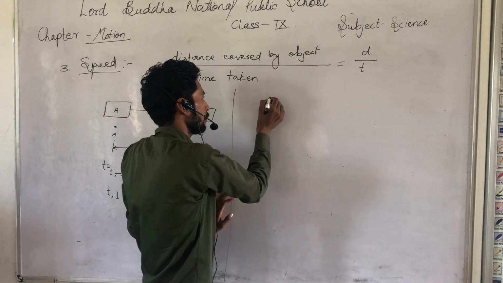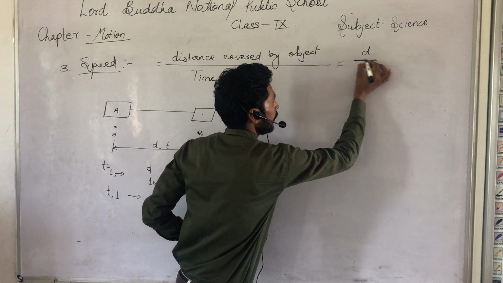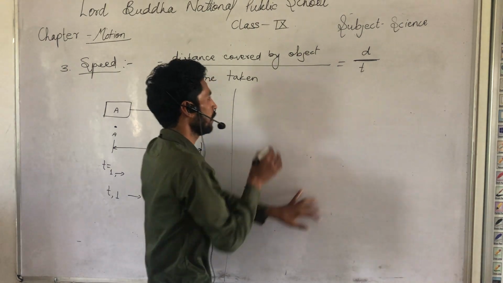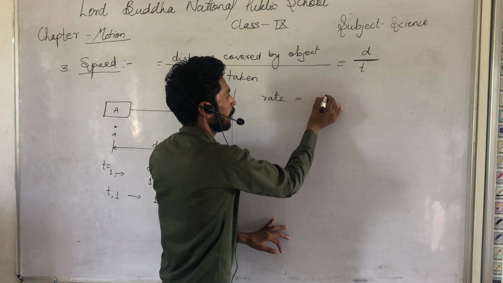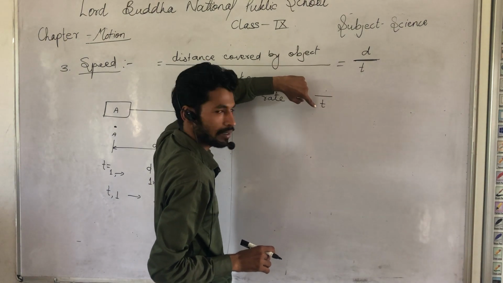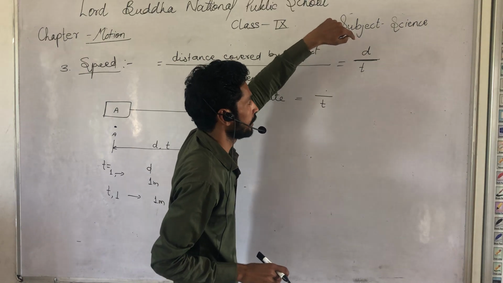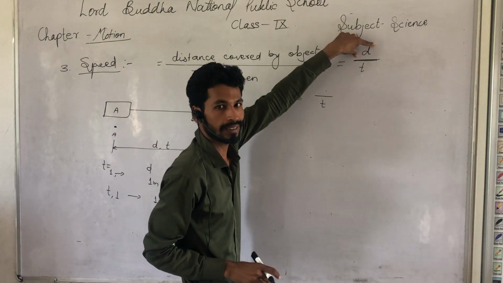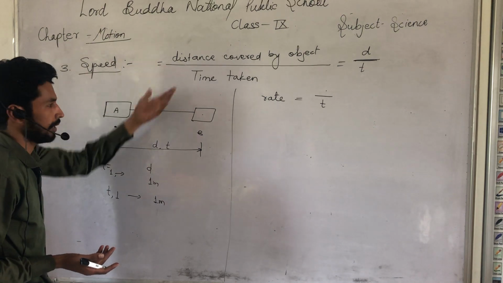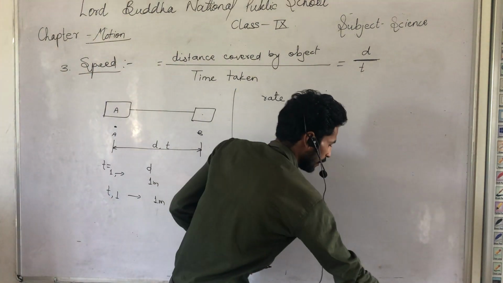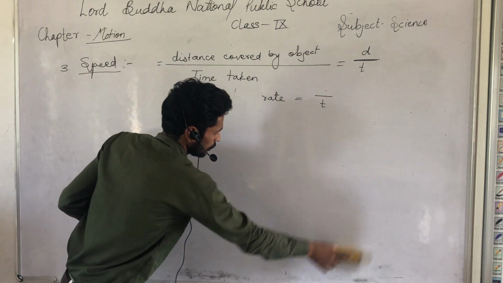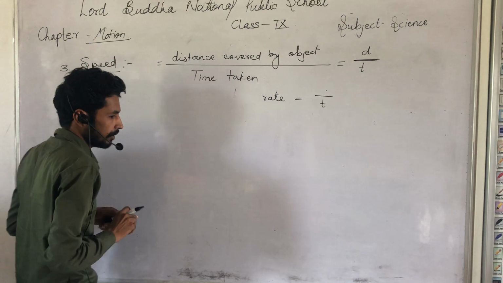Remember, students, that when in any formula there is "upon time", we read it as rate. That means per unit time we call rate. In any formula, if there is "upon T", that is equal to rate. So the displacement movement rate is called speed. Another way we can say: distance covered by an object per unit time is called speed. You can read this formula as you wish. There are two ways. First is distance moved per unit time, and second is rate of moved distance.